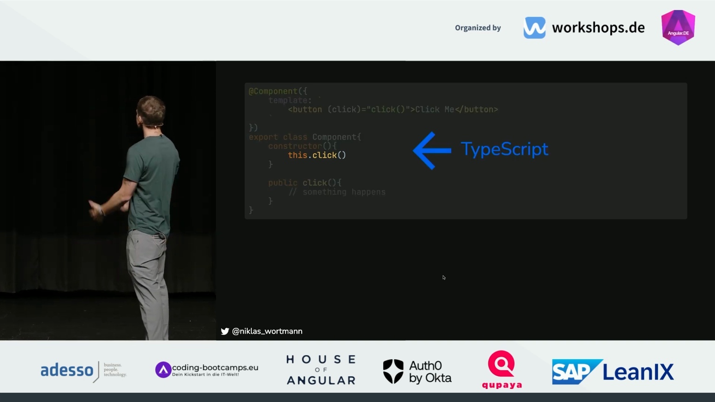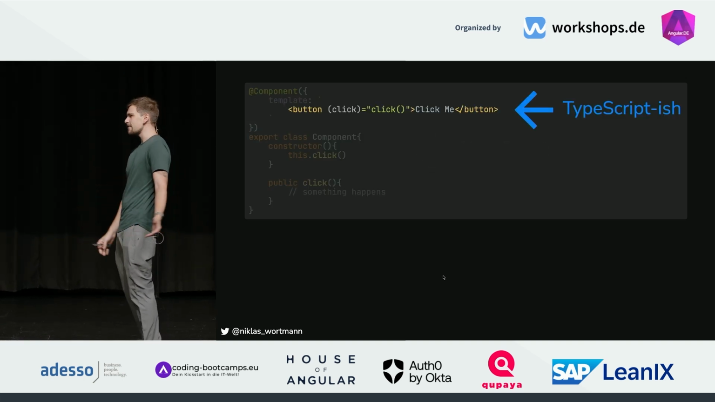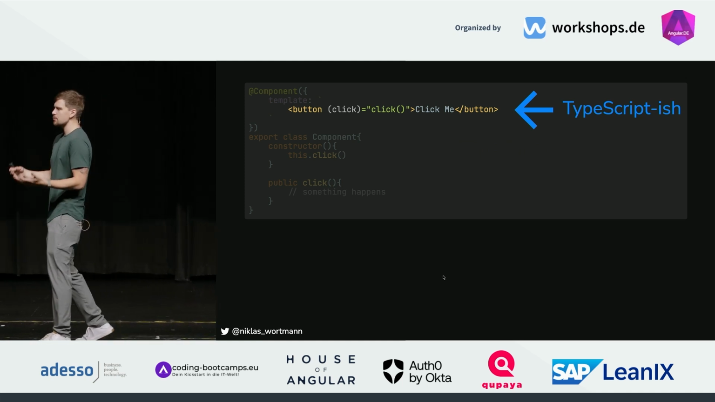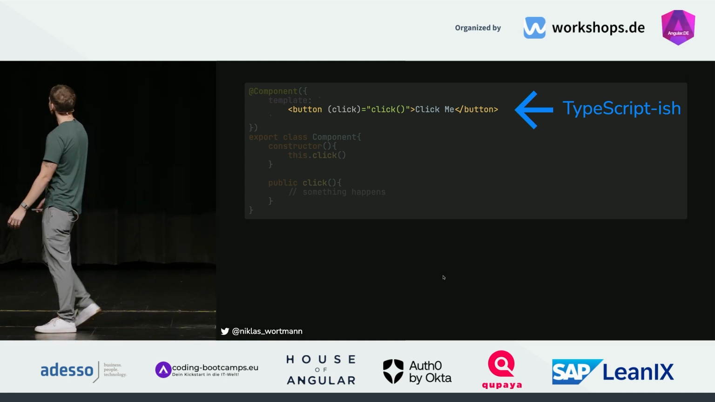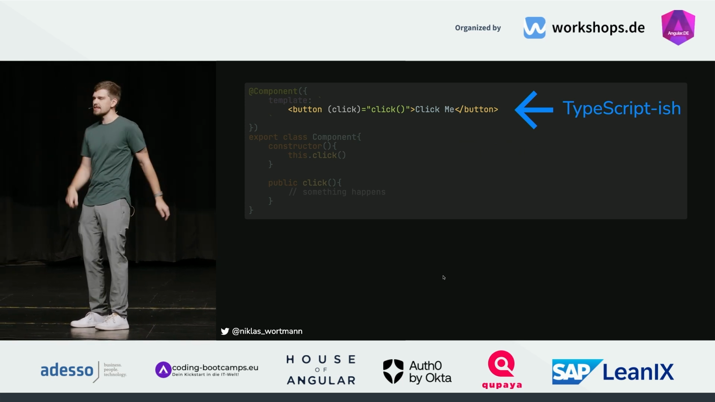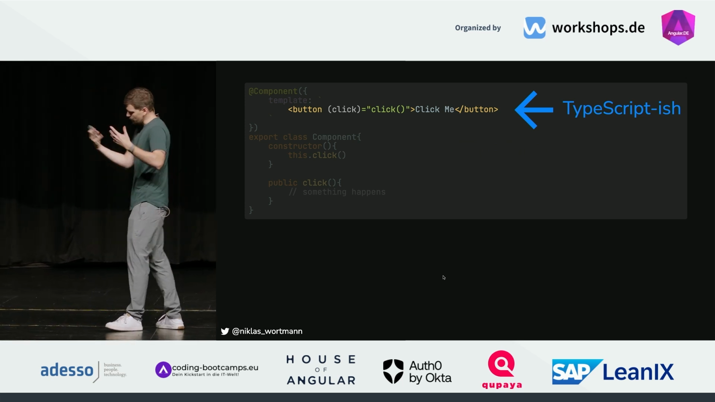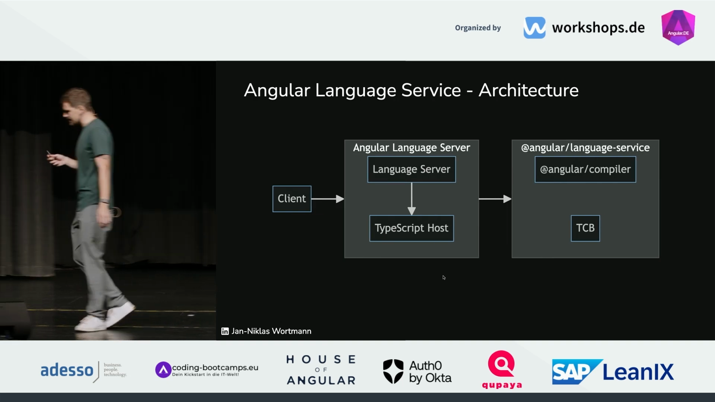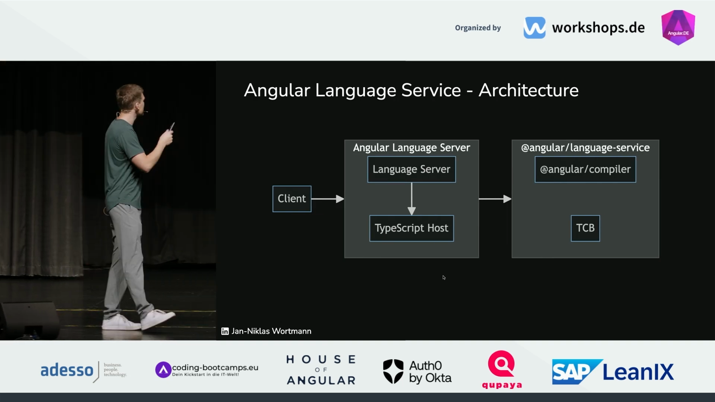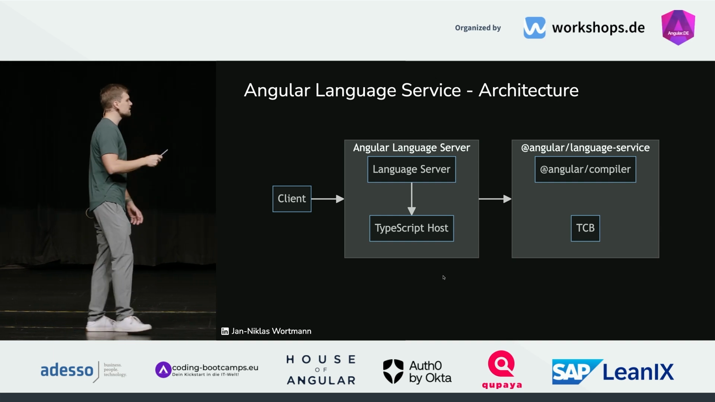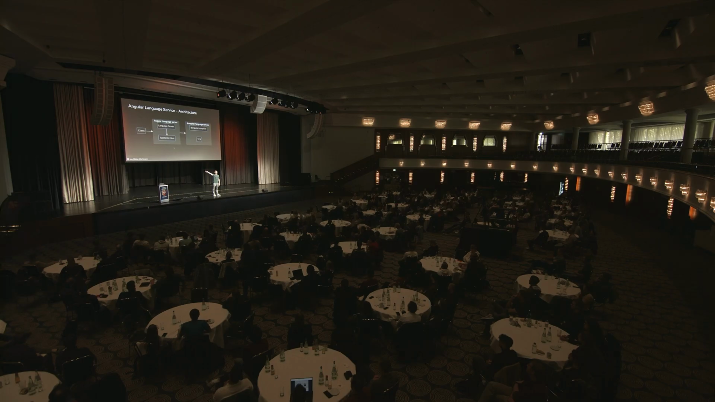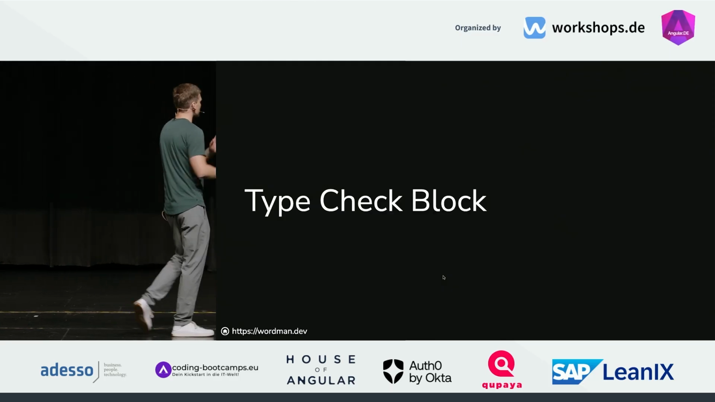We have some kind of TypeScript code. We have some kind of HTML that is more TypeScript-ish, because we expect things like type checking. We expect things like implicit this context. Those kinds of things, we expect them from this file. So what we need to support this is the Angular compiler that is used by the Angular language service and the TCB. Anyone, any idea what TCB is? Sweet. TCB stands for type check block.